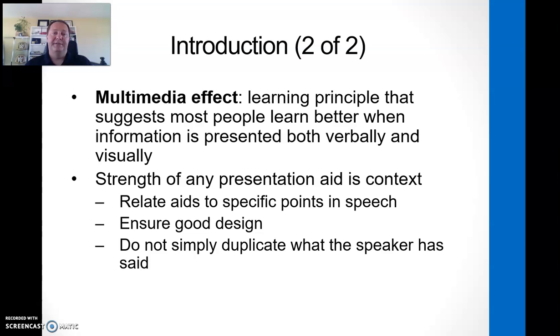The multimedia effect is a learning principle that suggests most people learn better when information is presented both verbally and visually. And the strength of any presentation aid is the context of the aid. So you want to relate aids to specific points in a speech. You want to ensure good design, and you do not want to simply duplicate what the speaker has said.